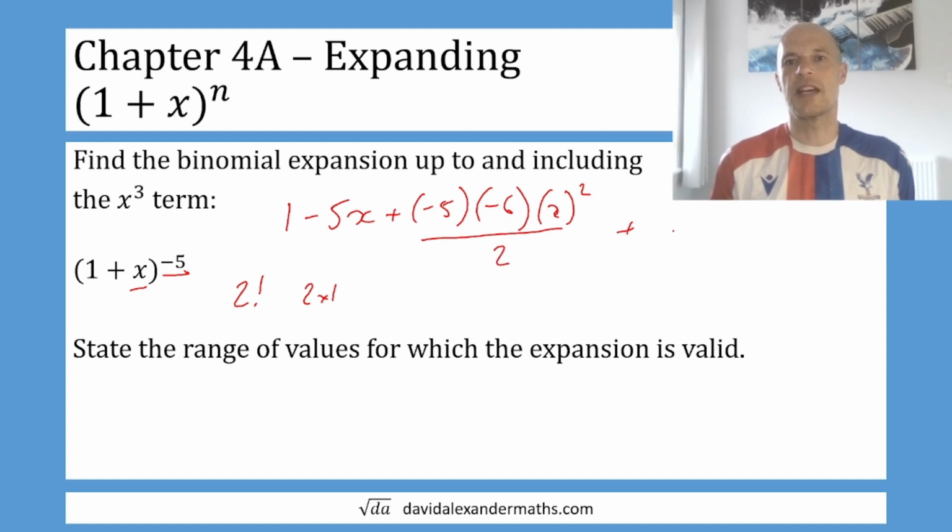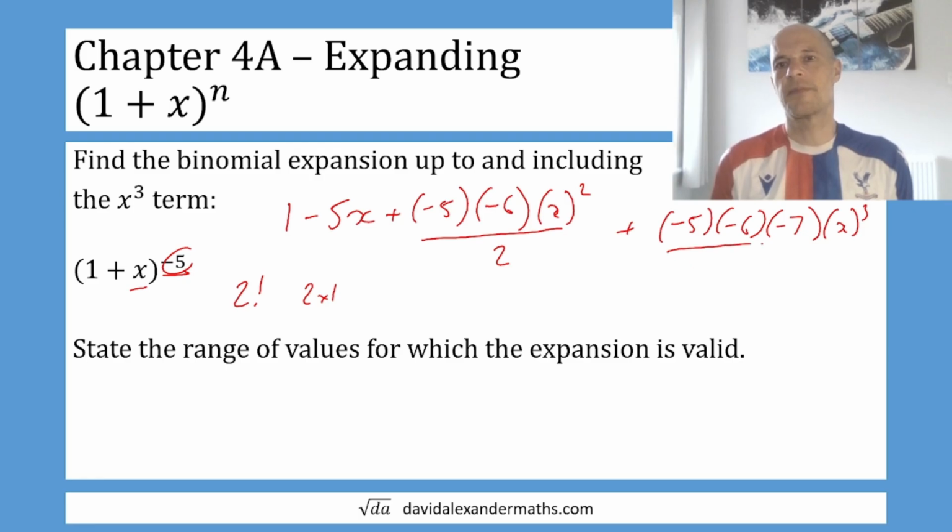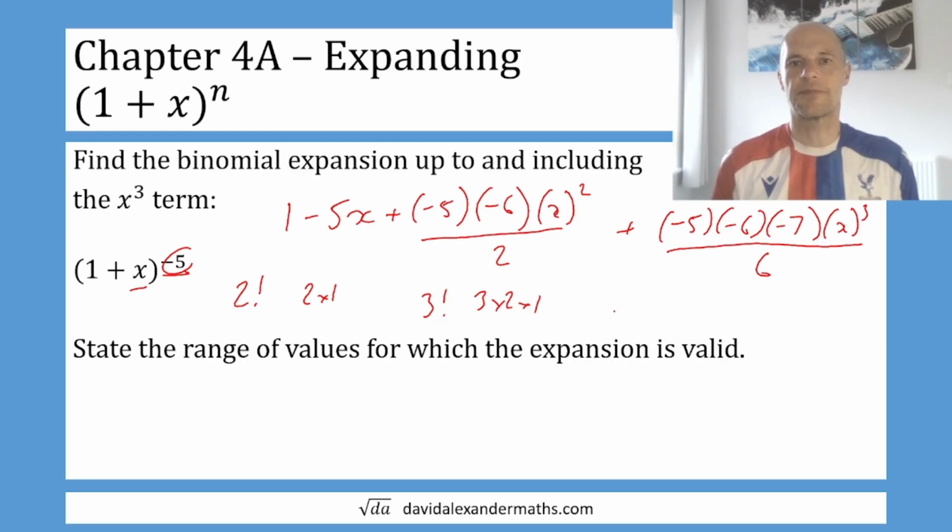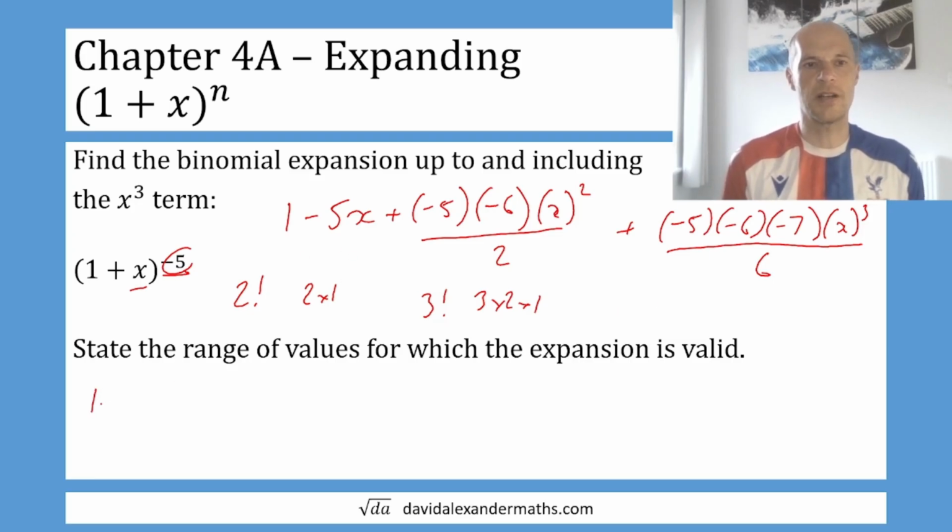And the next term is -5, take away 1, -6, take away 1 again, times -7, multiplied by x cubed over 3 factorial, and 3 factorial is 3 times 2 times 1, so as a habit, I just write 6. So if we tidy it all up, that is 1, take away 5x, -5 times -6 is 30, x squared over 2, plus 15x squared.